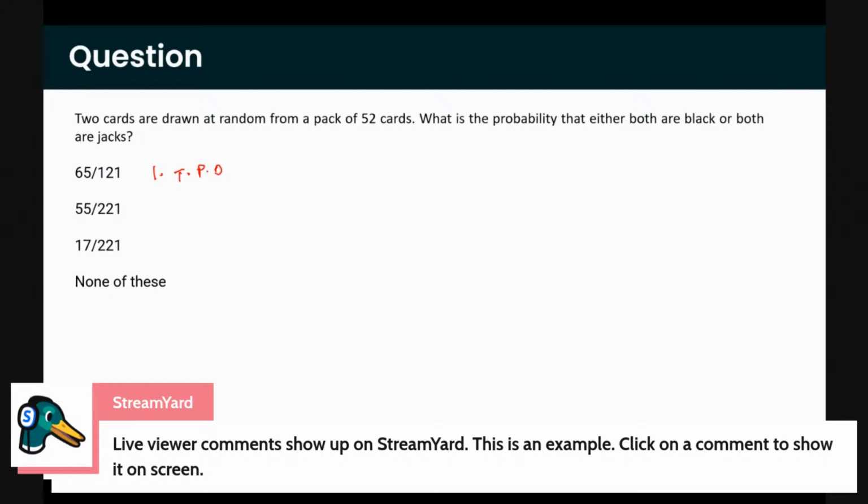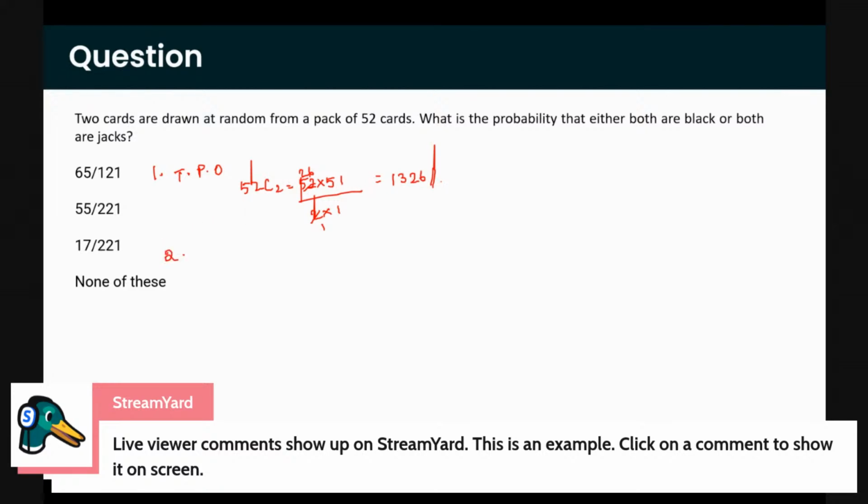So what is the total possible outcome? The total number of ways to draw 2 cards from 52 cards, right? Because 2 cards are drawn at random from a pack of 52 cards. So we can write it as 52C2, which is 52 into 51 divided by 2 into 1, which is 26 into 51, which is equal to 1326. This is the total possible outcome.